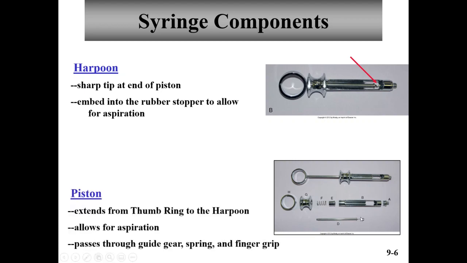The piston is this entire length, this rod that has the harpoon on one end. It screws into the thumb ring, but only after it passes through the guide gear, the spring, and the finger grip. So all of this is put together when you check it out. It looks like this. Okay, it's all been put together. I will tell you that sometimes you need to tighten up the thumb ring into the piston. Sometimes they can get loose.